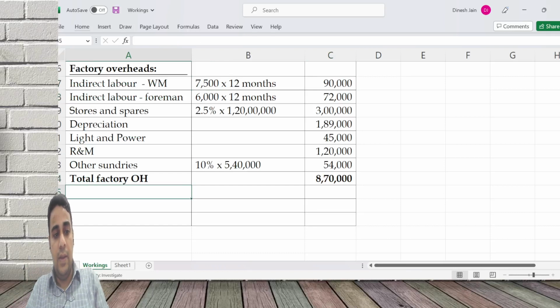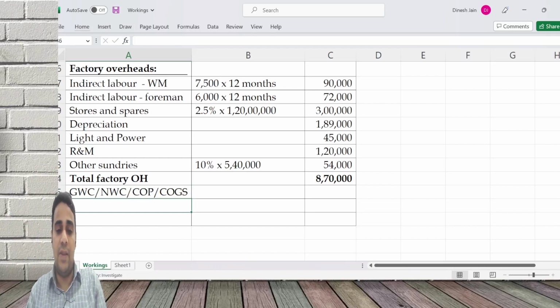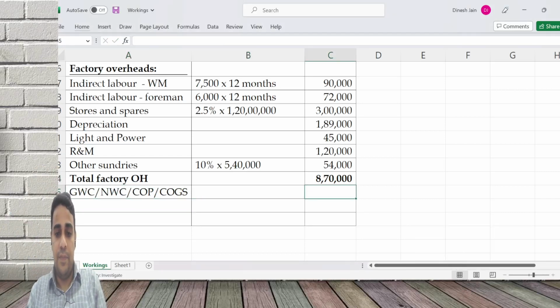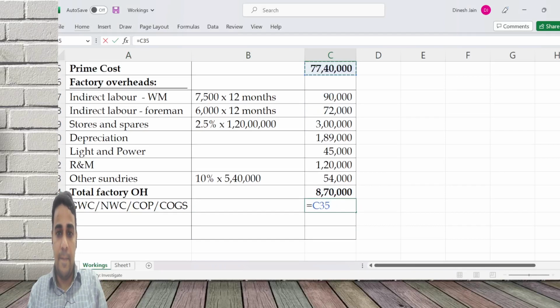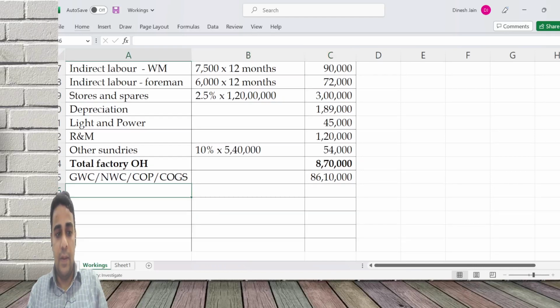This will give me gross works cost, net works cost, COP, COGS. We don't have opening work in progress, closing work in progress, opening FG, closing FG. None of them are there. So 86,10,000.